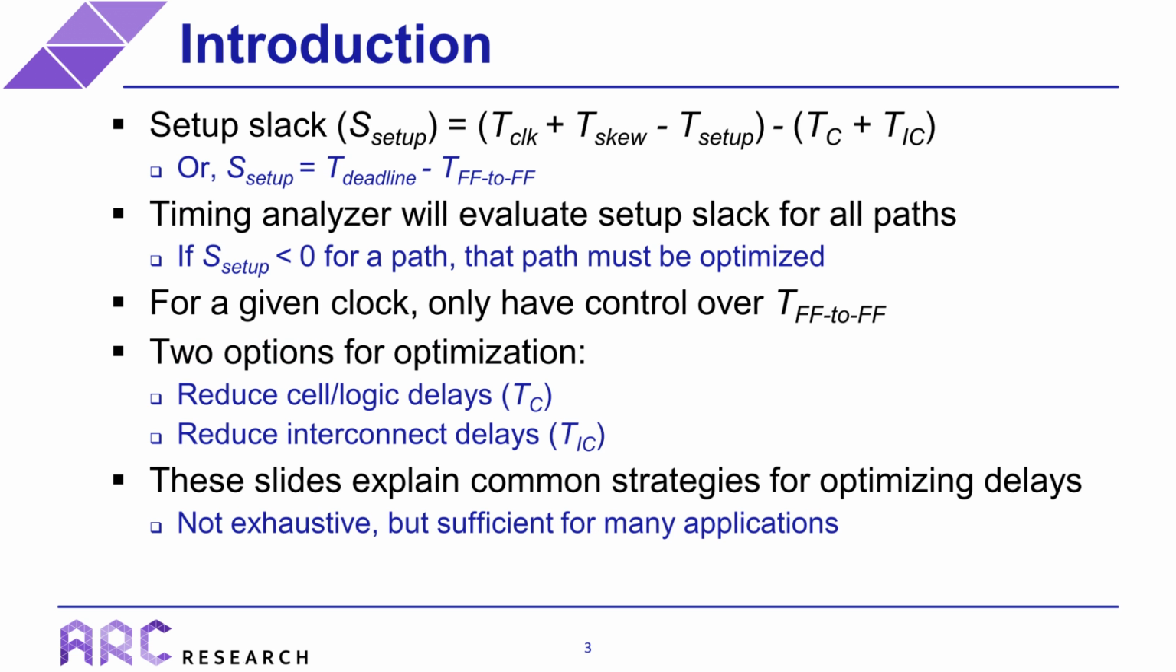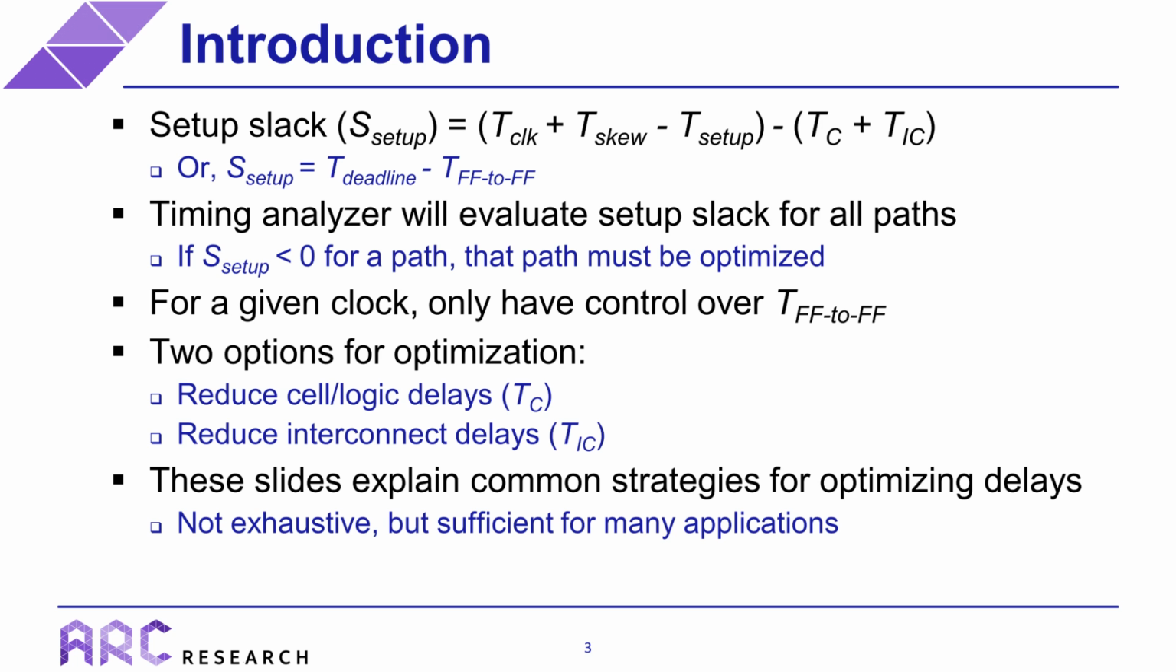One more important concept to remember is the setup slack, which is the difference between the deadline and the arrival time of the data at the destination flip-flop. In mathematical terms, the slack is the clock period plus the clock skew minus the setup time minus the delay between flip-flops, which is just the summation of the cell and interconnect delays of each path. When you compile an FPGA design, the timing analyzer will evaluate this setup slack for all the paths, and if any of the paths have a negative slack, that means you have timing violations that must be optimized.